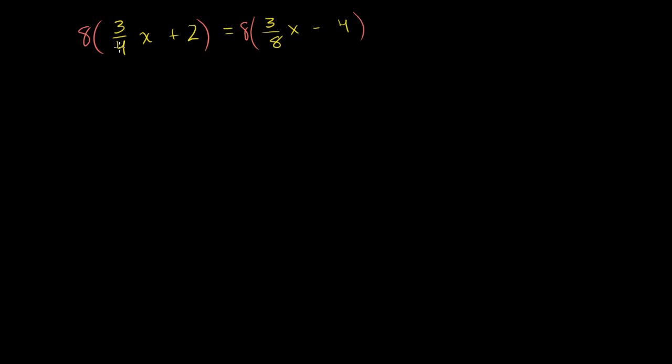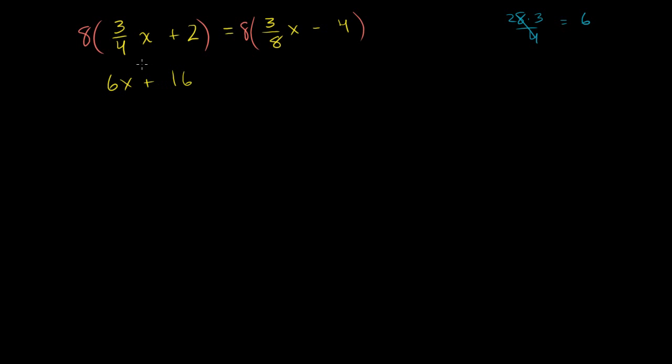So 8 times 3/4, that's the same thing as 8 times 3 over 4. Let me do it on the side over here. Which is equal to 8 divided by 4, which is just 2. So it's 2 times 3, which is 6. So the left-hand side becomes 8 times 3/4 x, which is 6x. And then 8 times 2 is 16.